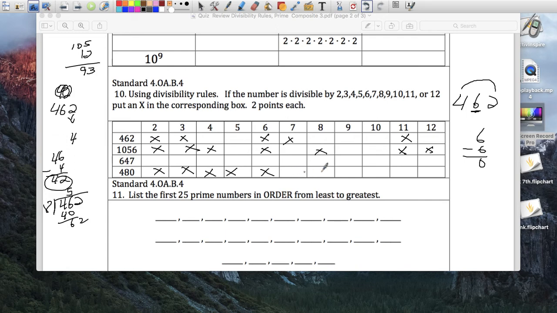480, yes, yes, yes, yes, yes. 7, no. 8, yes. 9, no. 10, yes. 11, no. 12, did it work for 3 and 4? Yes. And there you go. Okay, so that is what I would like to see.